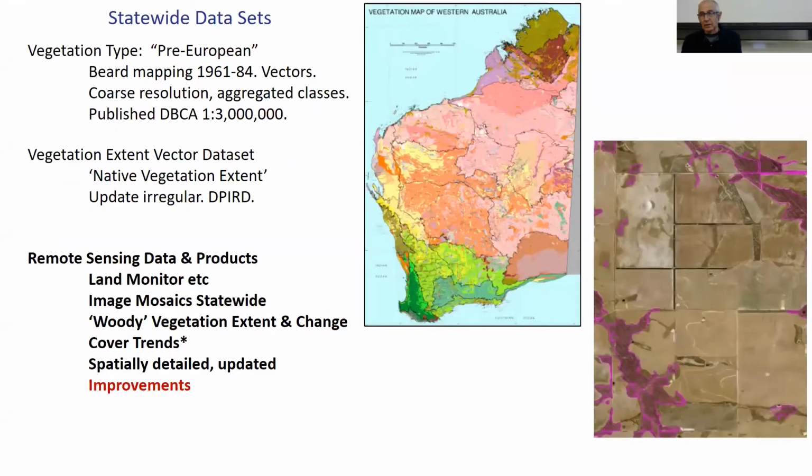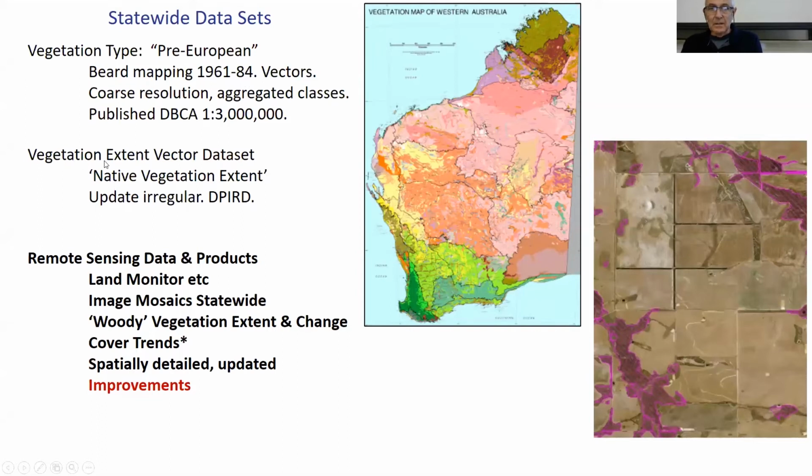It's good to have a look at these existing statewide data sets that really raise the concern in the first place. This is a BIRD map. This is the underlying statewide map of pre-European vegetation types. It was created many years ago and it's been digitized, but it's never been updated, and it's very coarse resolution.